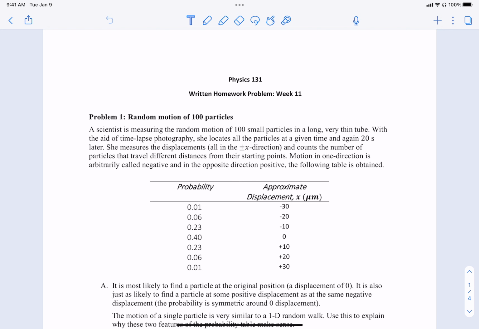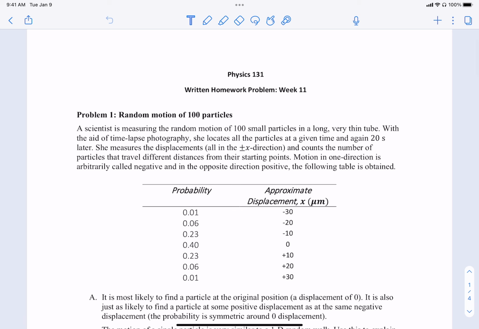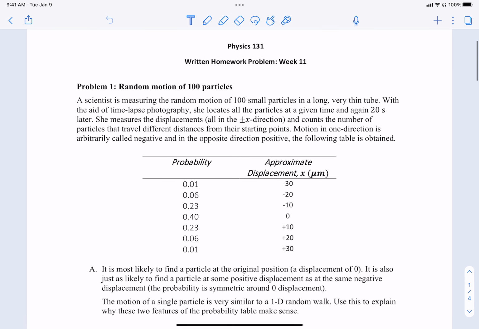So, okay, this is written homework 11. It's all about diffusion, random walk, stuff like that. It's kind of a continuation in terms of the concepts you guys learned previously with statistics and probability, but now it's taking it a little bit further with particle motion and whatnot. So this is more specific than just the probability that you guys did last week.